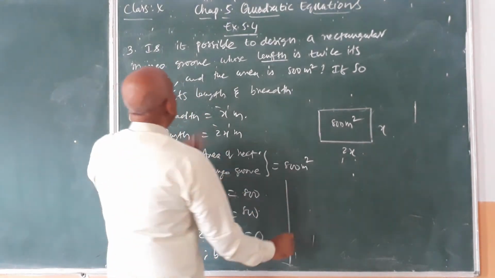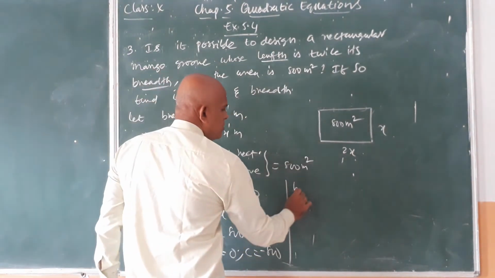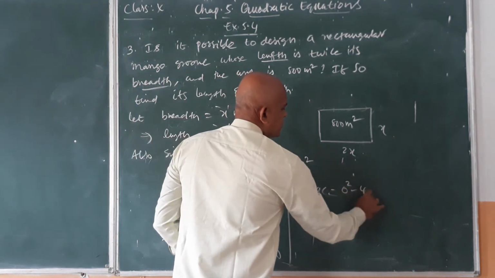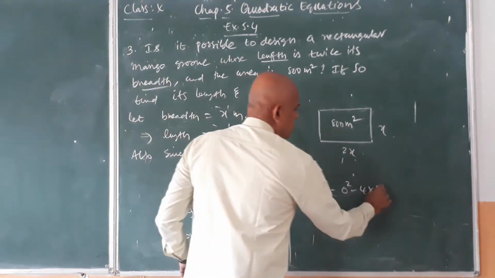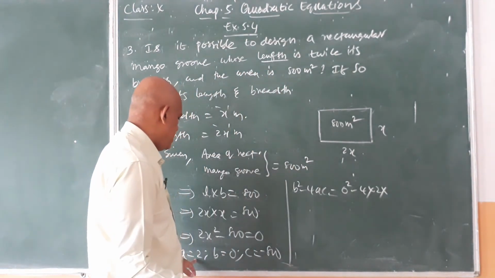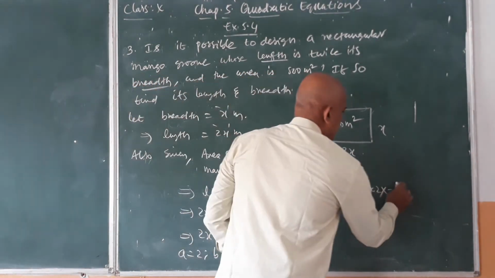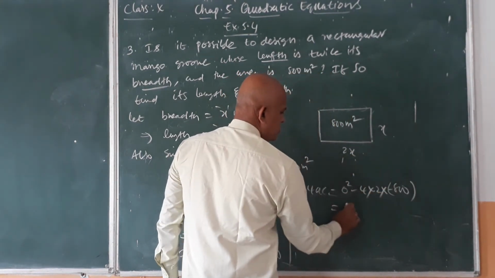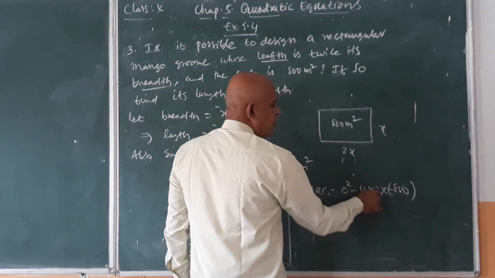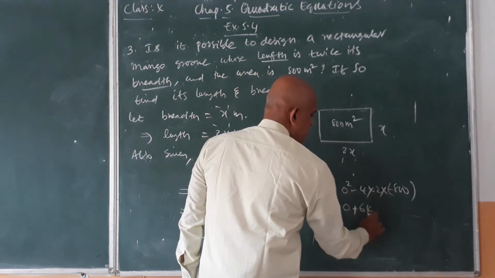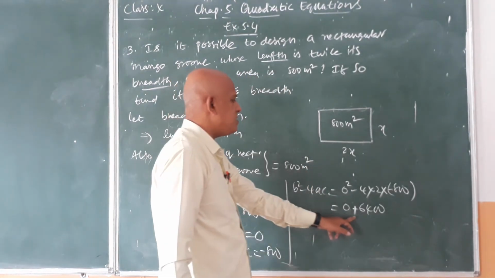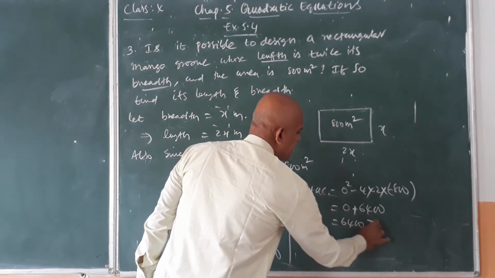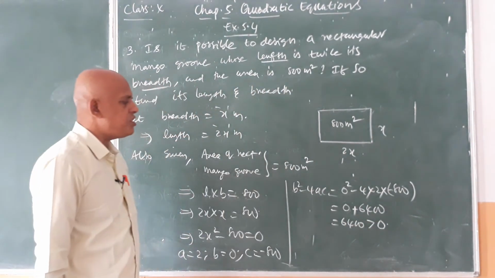So let us find whether it is possible. Means we have to find the discriminant value. b square minus 4ac is equal to 0 square minus 4 into a, which is 2, into c, which is minus 800. 0 square means 0, minus into minus is plus, 4 into 2 is 8, 8 into 800 is 6400. So b square minus 4ac is equal to 6400, which is greater than 0. Therefore, the given situation is possible.